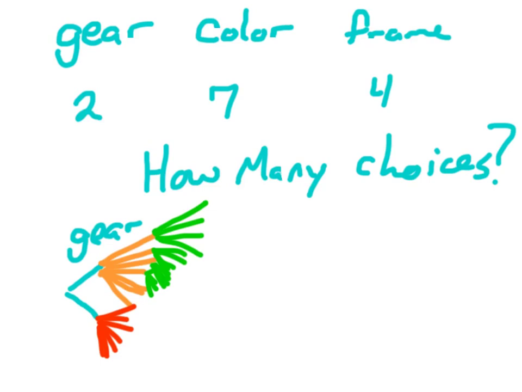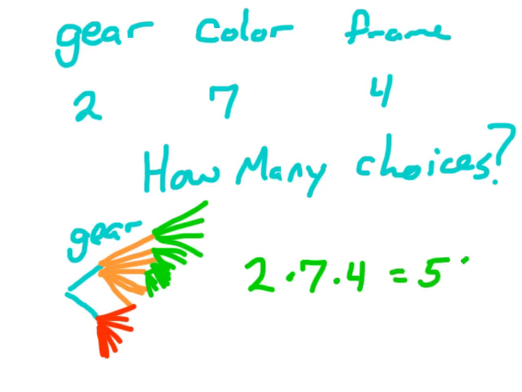That's what's called the fundamental counting principle. Nobody really cares what it's called, but all that it says is the total number of choices is easy. You take your 2 times 7 times 4. That's it. 2 times 7 times 4, which is 56.